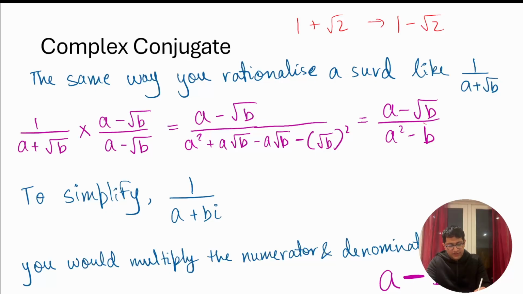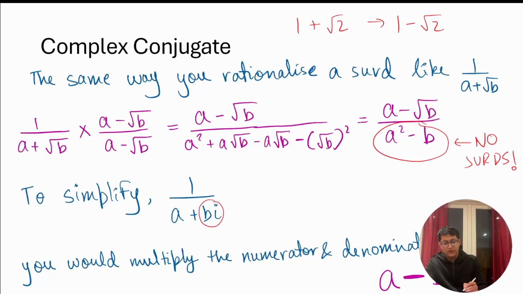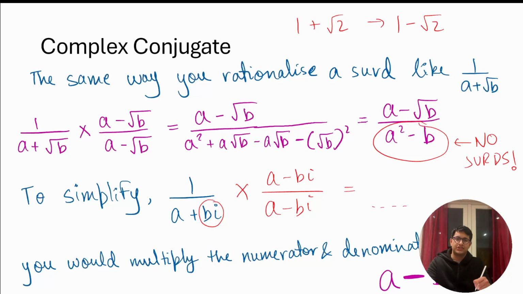And it will simplify it. As you can see, there's no surds in the denominator here. Similarly, if you're dealing with the inverse of a complex number, where you have some imaginary number at the bottom, you can apply the very same trick. Just times this by a minus bi, and once you simplify this, you will be left with something that has no complex numbers in the bottom, hence simplifying the expression.